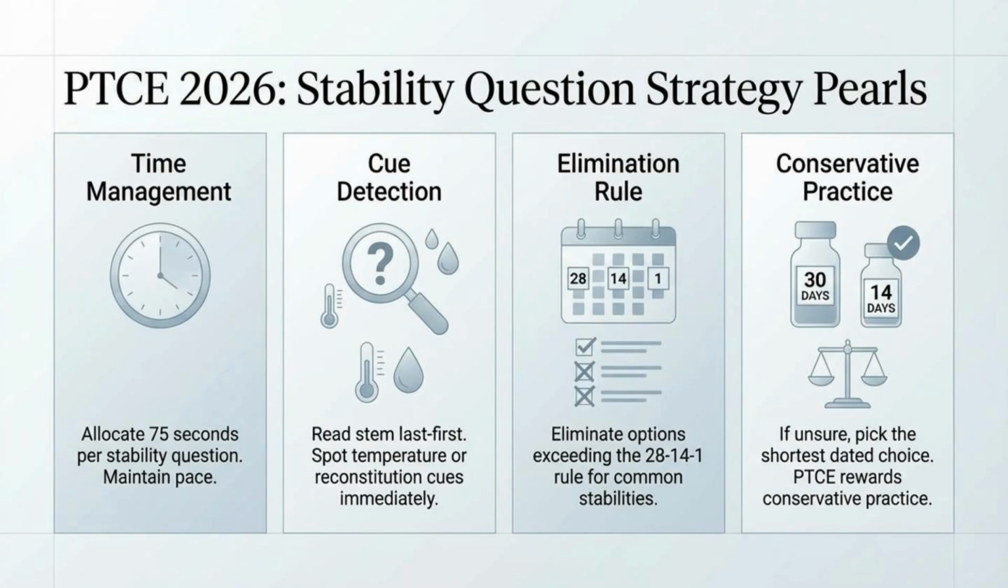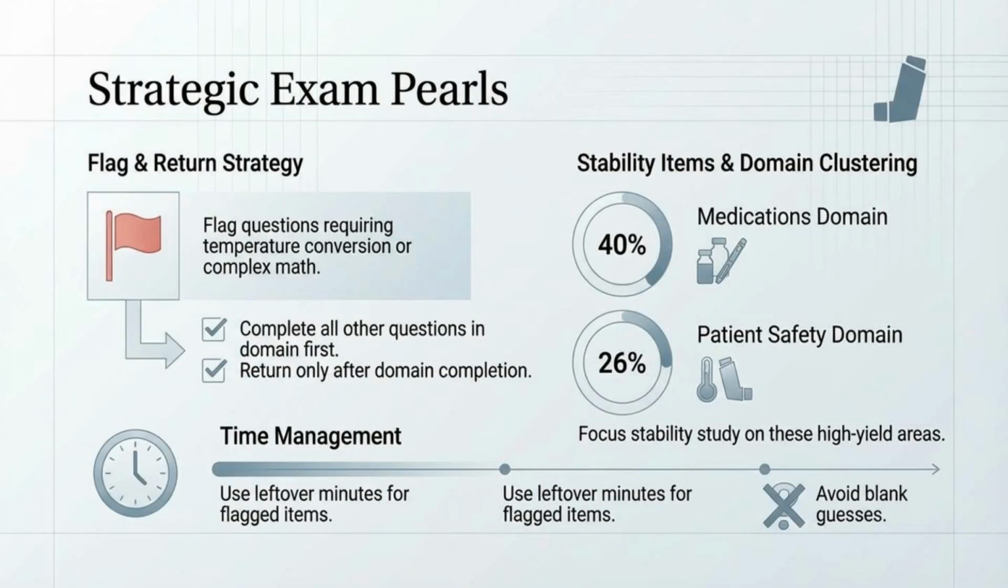For stability questions, practice time management, detect cues like temperature and reconstitution, use the 28141 elimination rule, and always practice conservatively by choosing the shortest dated choice if unsure. Strategically, flag questions requiring complex math and return to them later.